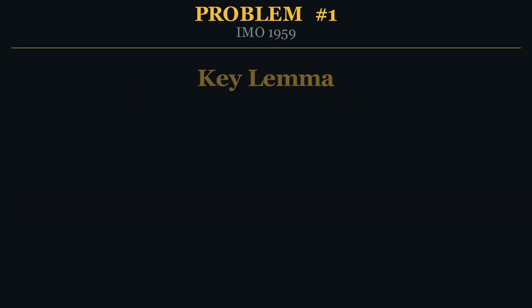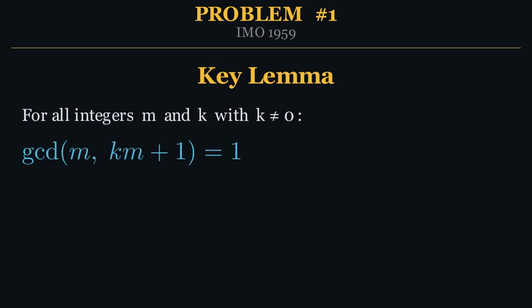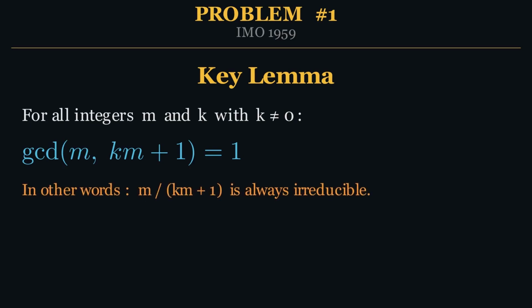Now we state a key lemma. For any integers m and k, with k not 0, the GCD of m and km + 1 always equals 1. In other words, the fraction m over (km + 1) is always irreducible for any values of m and k. Here is the proof.